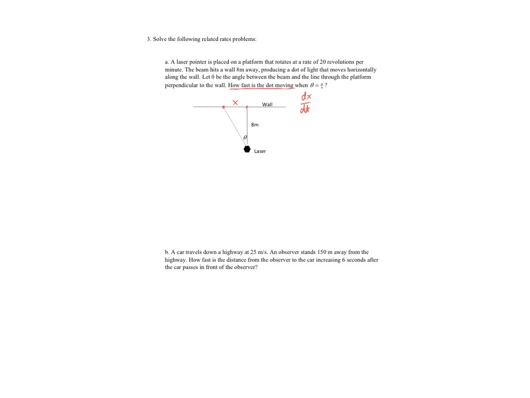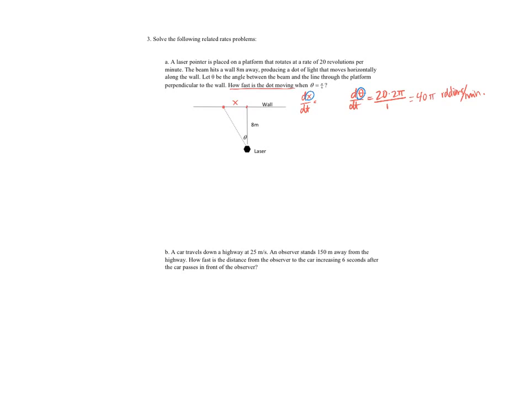the laser pointer is rotating at 20 revolutions per minute, and so that tells us that d theta dt is going to be 20 times 2 pi per minute. So that's 40 pi radians per minute. And what I want to do is find dx dt. So if I have d theta dt and I want to find dx dt, what I need to start with is the relationship between x and theta.